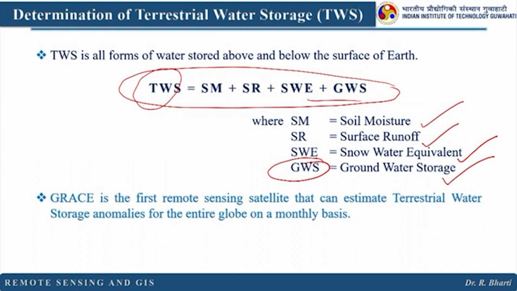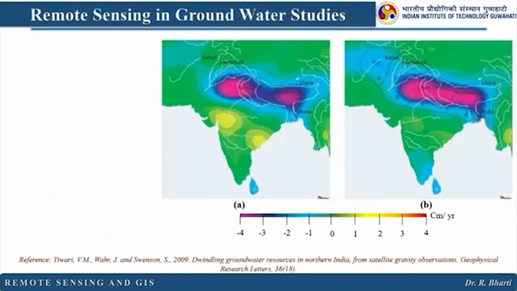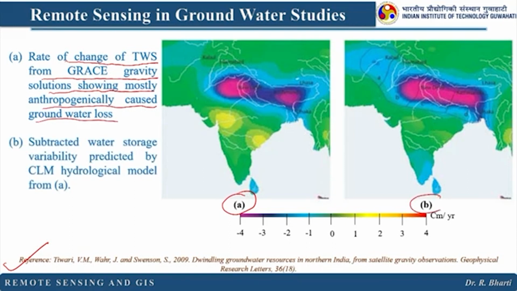GRACE is the first remote sensing satellite that can estimate terrestrial water storage anomaly for the entire globe on a monthly basis. This GRACE satellite enables estimation of TWS, total water storage, at a spatial resolution of 1 degree by 1 degree, that is approximately 110 or 111 kilometer square at the equator, right? You can see this image, this is from this particular paper. So A, basically I am talking about this. Rate of change of TWS from GRACE gravity solution showing mostly anthropogenically caused groundwater loss, and B, in this figure, subtracted water storage variability predicted by CLM hydrological model from A, right?